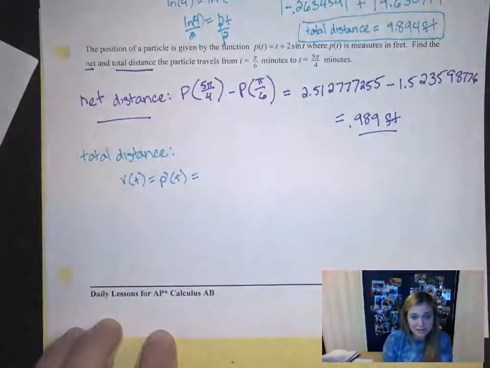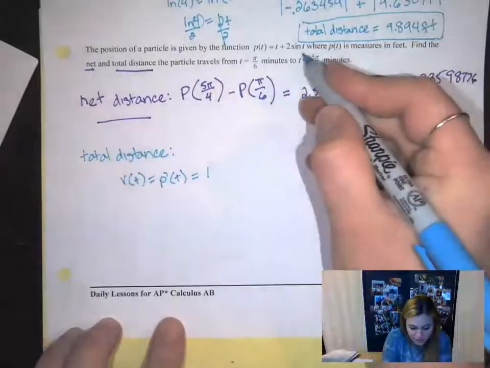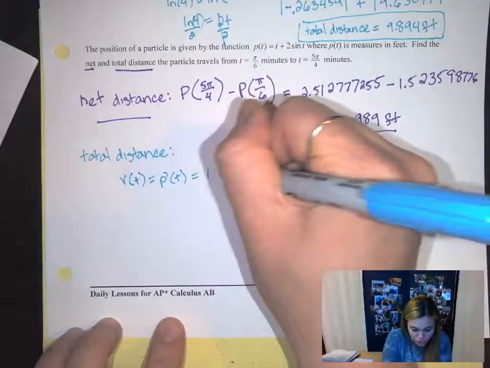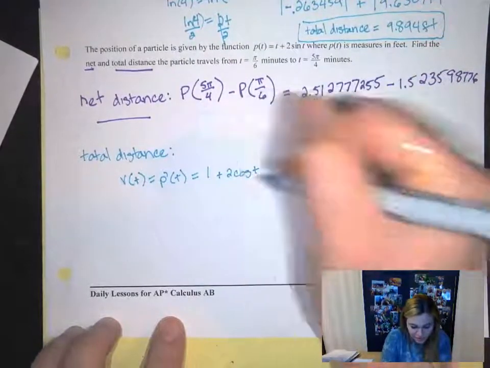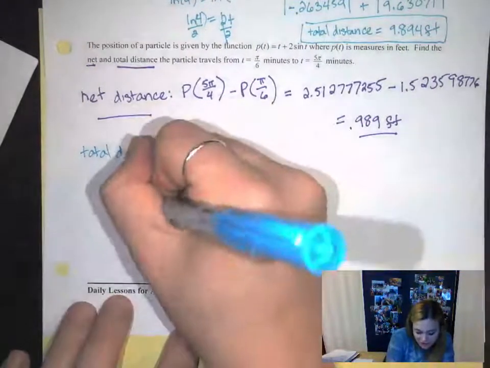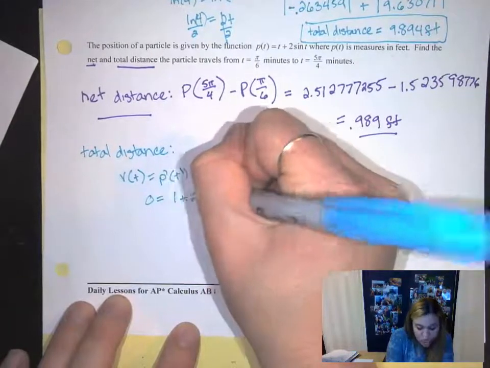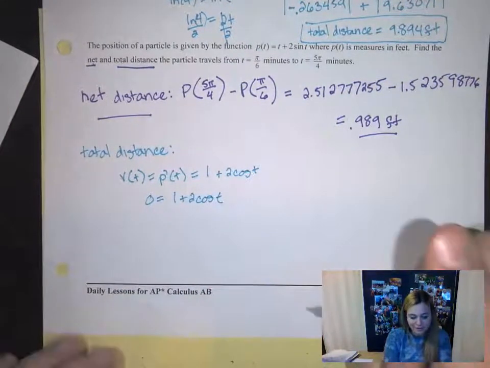So I need to take the derivative of position. The derivative of t is 1. The derivative of 2 sine of t is 2 cosine of t. And then you set that equal to 0, which you could do by hand if you wanted. You are using your calculator, so there's no reason you have to.